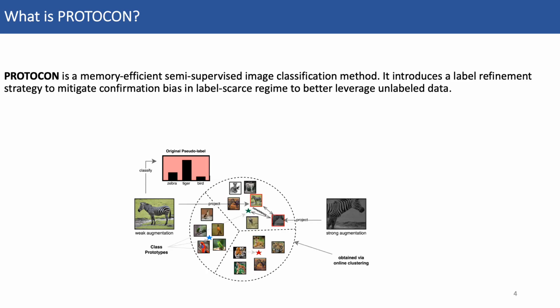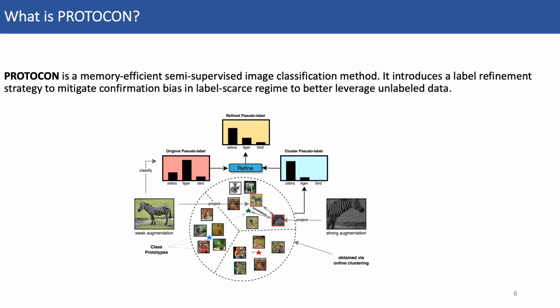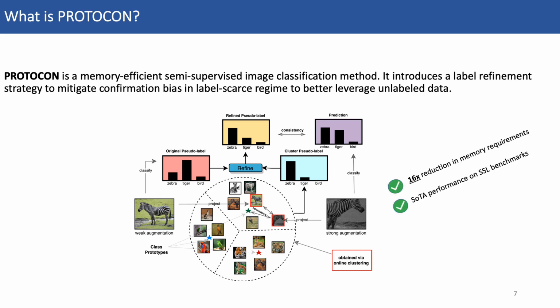Hence, we jointly train a prototypical representation space where our images are all projected. Subsequently, we obtain a secondary pseudo-label based on the image's nearest neighbor in that space. Finally, we combine the two to obtain our final refined pseudo-label. This is used to train the network via a consistency regularization objective. ProtoCon employs online constrained clustering to identify the neighbors without needing to store image embeddings. This leads to a 16x reduction in memory requirements while achieving state-of-the-art performance.